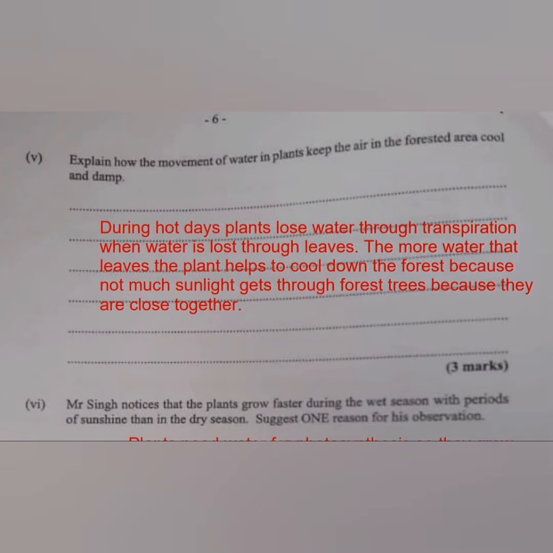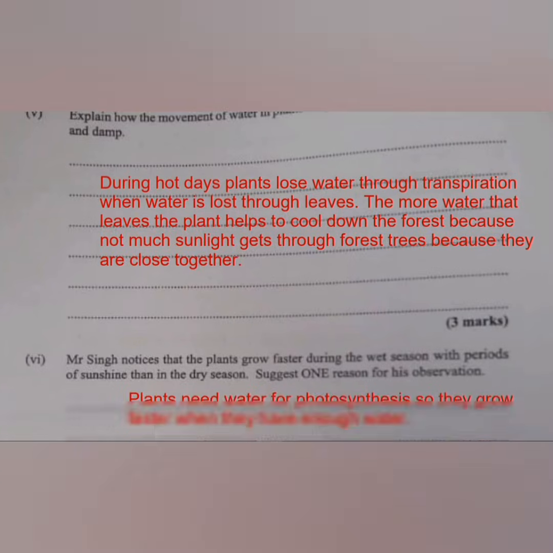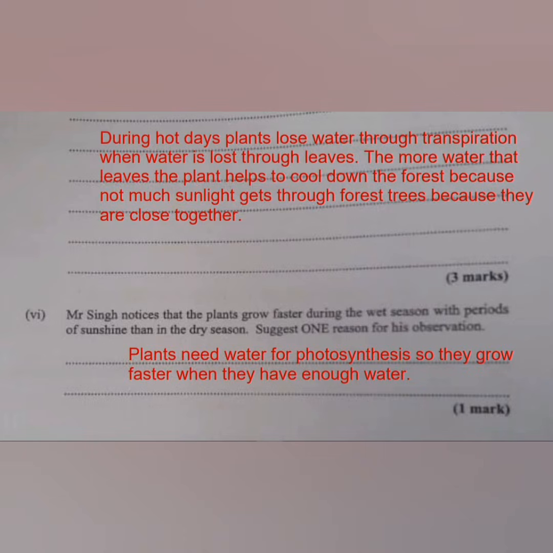Next question. Mr. Singh notices that the plants grow faster during the wet season with periods of sunshine than in the dry season. Suggest one reason for this observation. When plants have enough water, then they're going to photosynthesize and then they're going to grow more. So the reason for this observation is that the plants need water for photosynthesis, so they grow faster when they have enough water than in the dry season. And that's 1 mark.